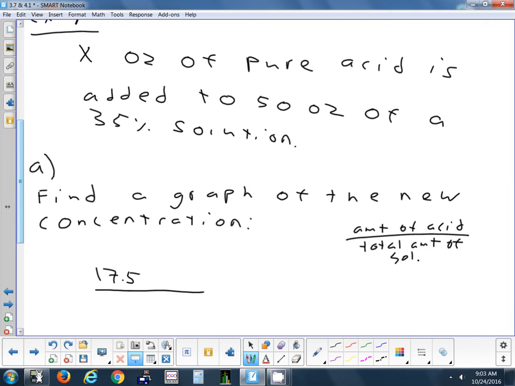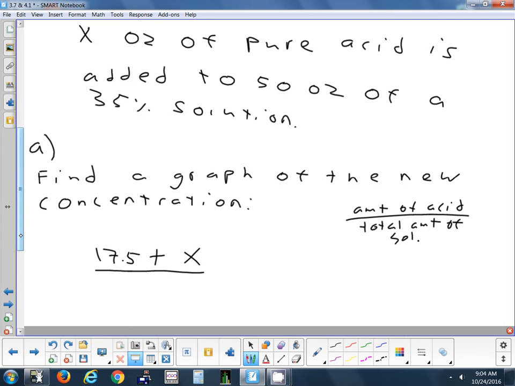Why can't it ever be 100? Because you still have some of the original solution that was not acid to begin with. So no matter how much acid you add, it will never reach a concentration of 100%. It can't. All right? So now I want to figure out how much acid I have to add to get it up to a 75% concentration.